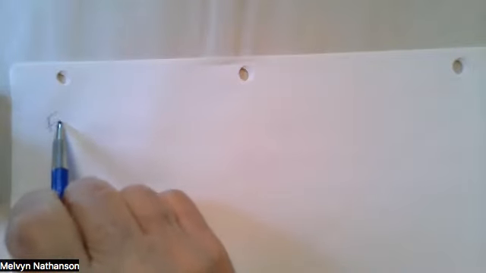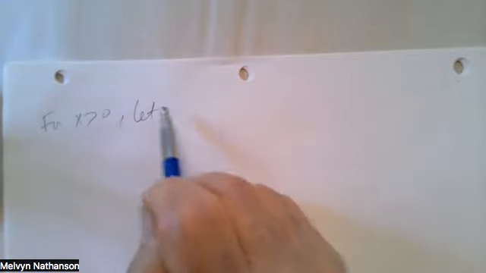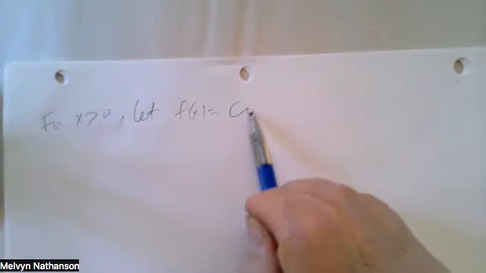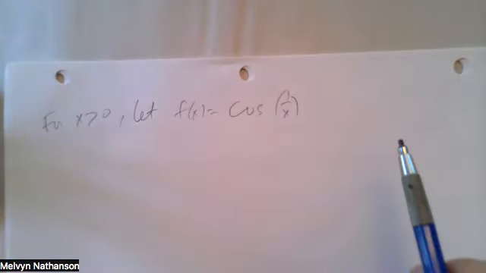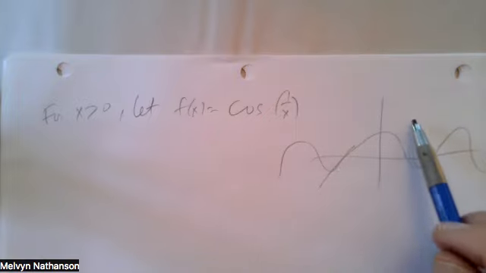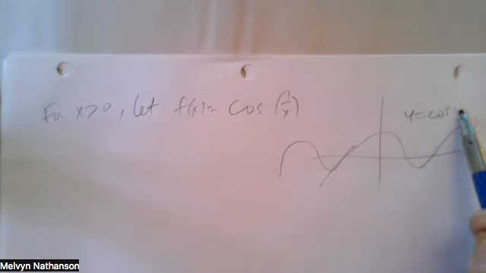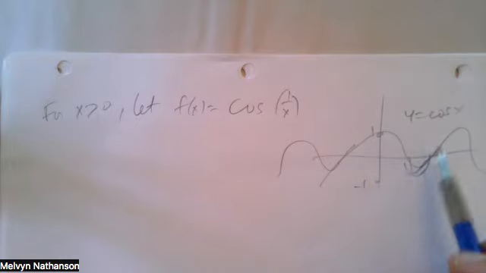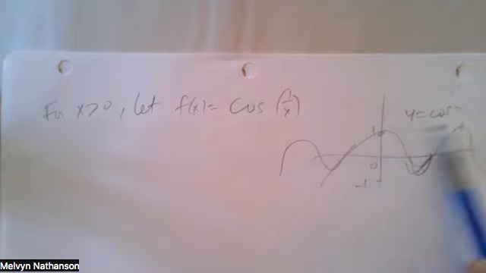The limits can be very interesting. So suppose we define a function for x greater than 0. Suppose we let f of x be the function cosine of 1 over x. Now you have to know the graph of the cosine. The graph of the cosine looks like this. This is y equals cosine x. So it goes from -1 to 1. At x equals 0, it's 1. And at 2 pi, it's 1. And it just oscillates like this. That's the graph of the cosine.